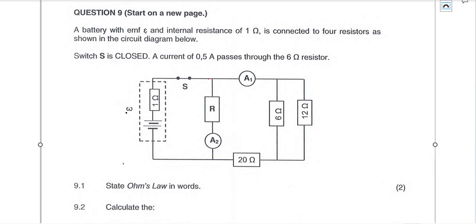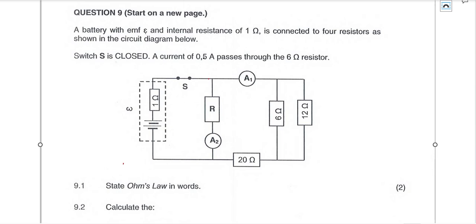This is our EMF, this is our internal resistor of 1 ohm, and then how many external resistors are we having? 1, 2, 3, 4. Do you get me? So then switch S is closed. When they say switch S is closed, they mean the current is able to pass through switch S because it is closed.